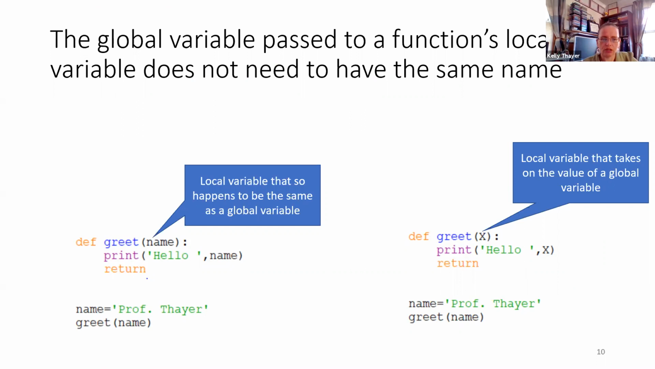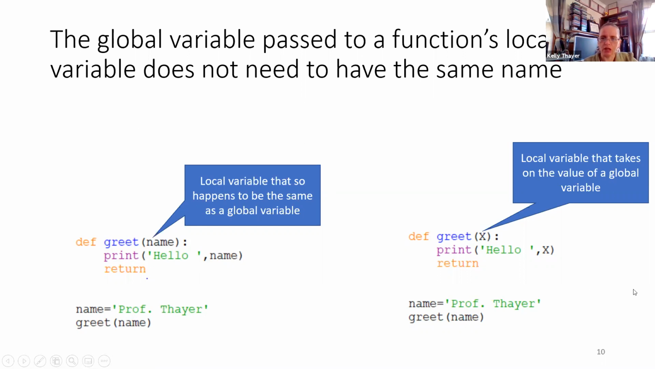So let's take a look at a little bit more code here. Here we have a function called greet with name, and it's going to print hello name, just like we saw before. Here is a global variable called name, and here is a local variable called name. This function call here is going to pass in the global variable name to the local variable name, and then it will print hello name.